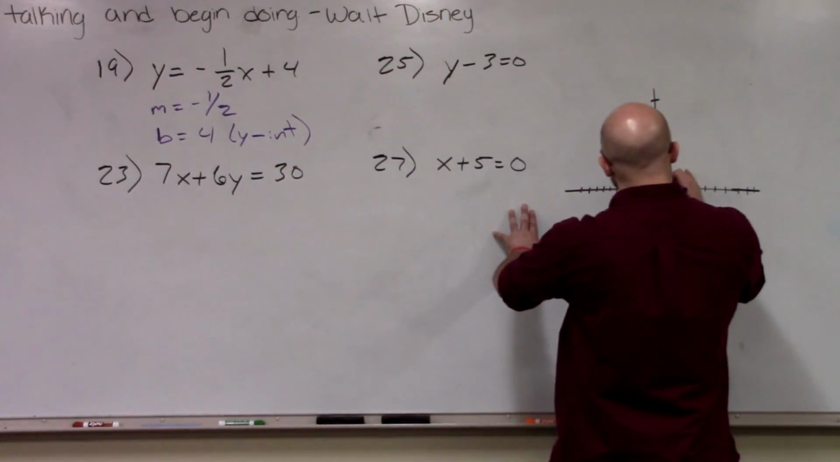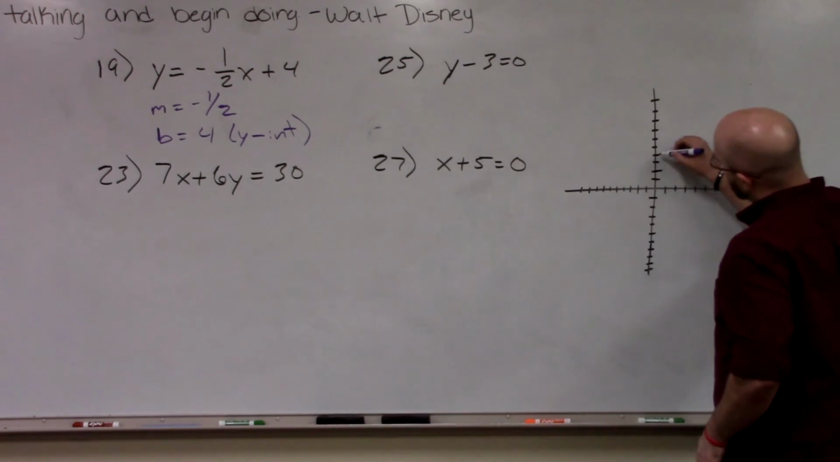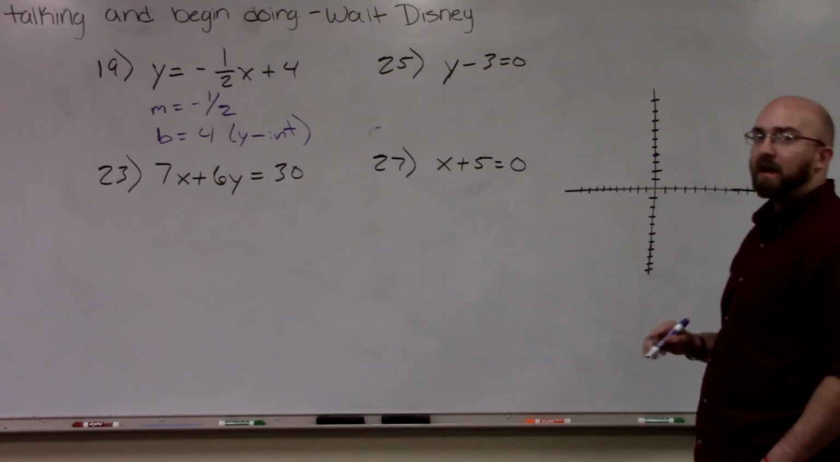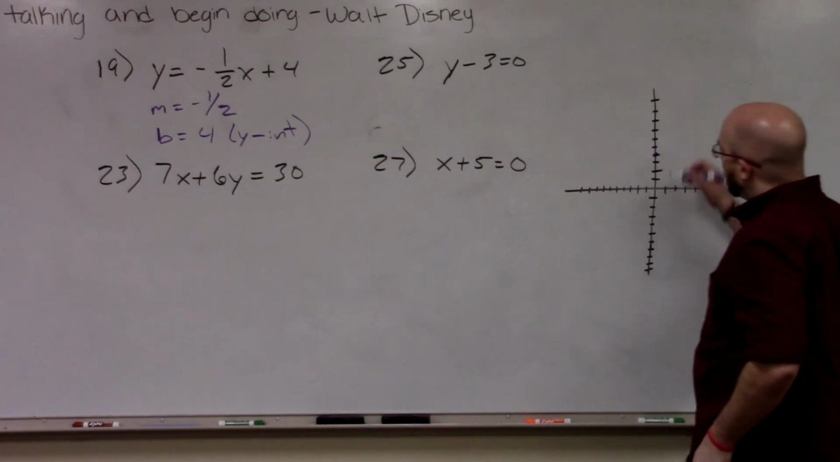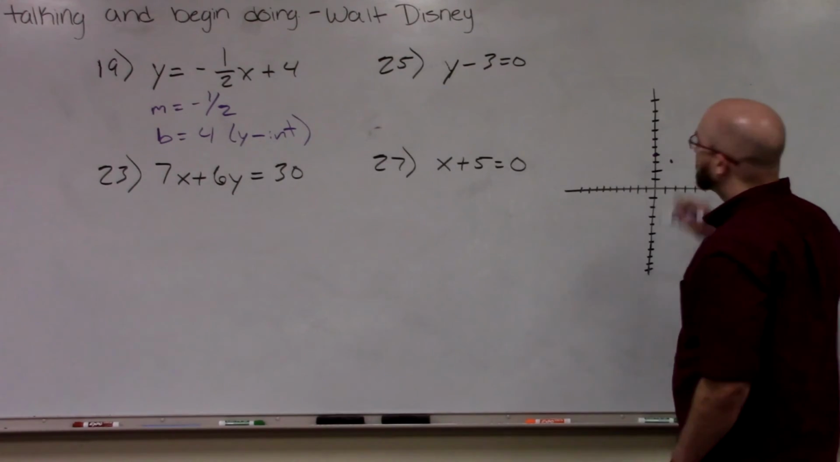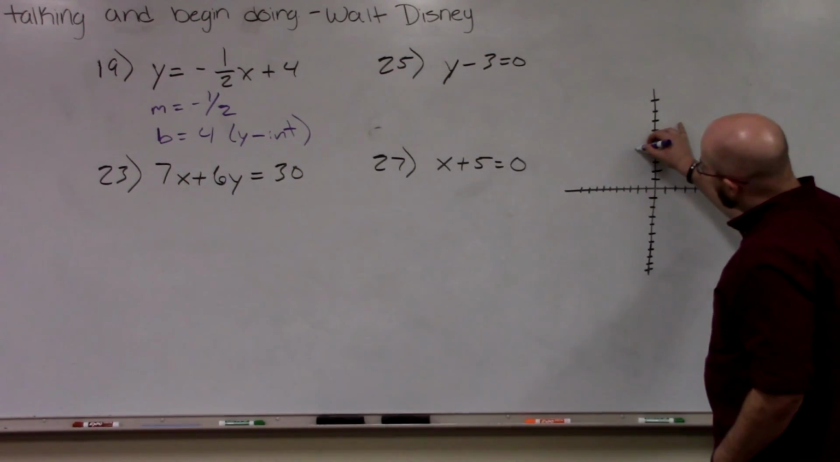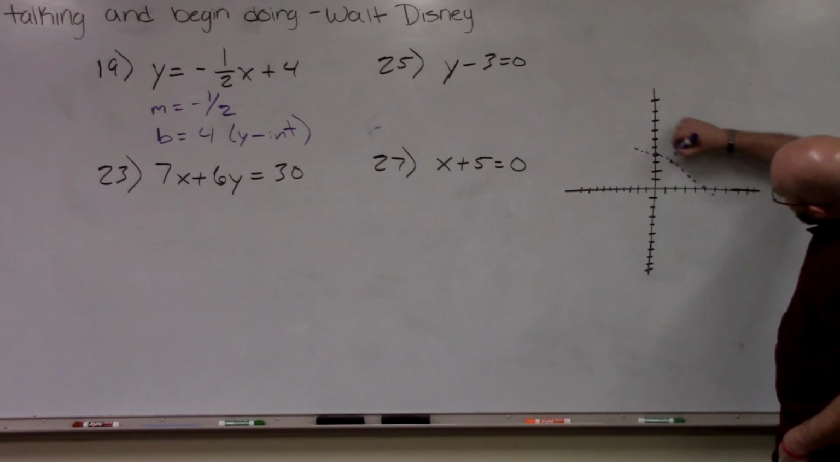So our y-intercept is 4, so we're going to count up 4, put a point, and our slope's negative 1/2. That means it's going to point down instead of up. So we have two ways to do it. We can go down 1, right 2, as long as one of those is negative, or we can go up 1, left 2, if it's still negative. So then we just kind of connect the dots like so.